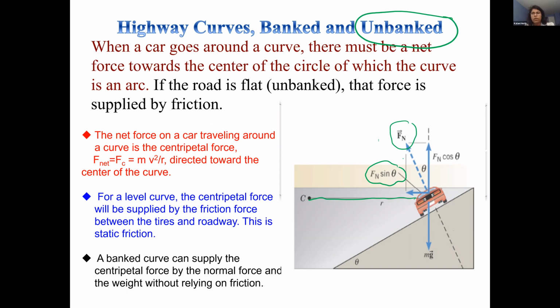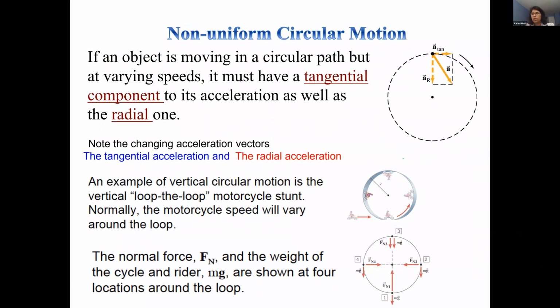Okay, good. So now, non-uniform circular motion. As we mentioned, non-uniform means you have tangential acceleration. That means the velocity in the tangent direction keeps changing, right?